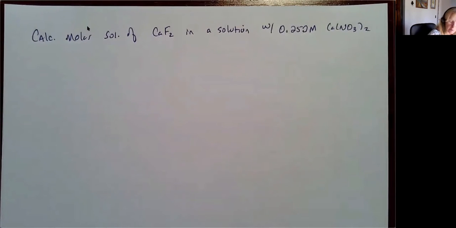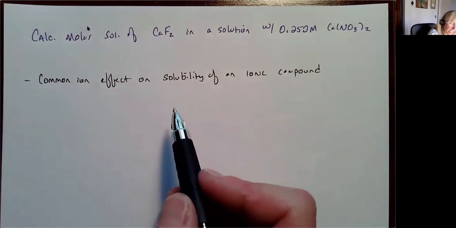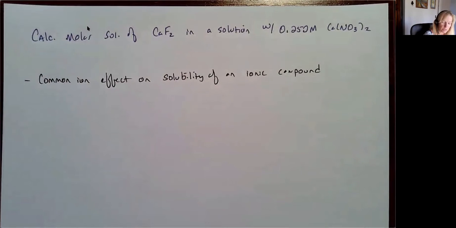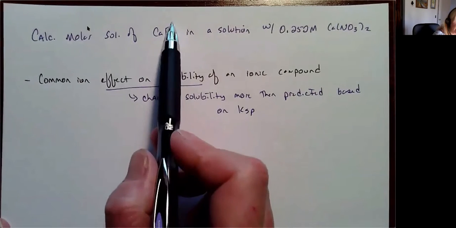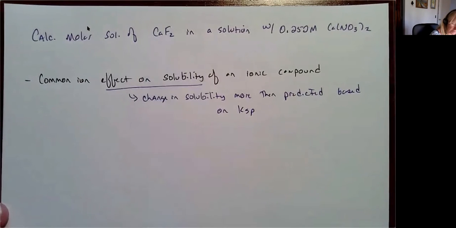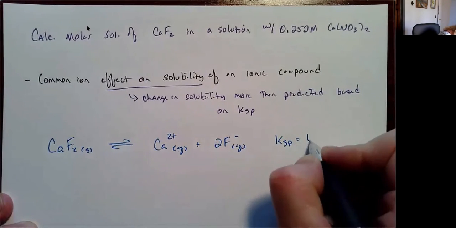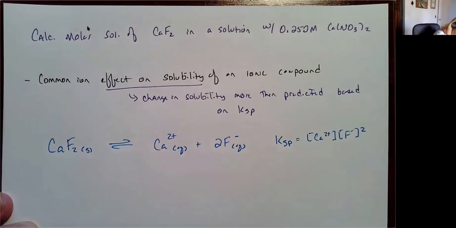This is called the common ion effect, which means I'm going to see a change in my solubility more than what I would predict just based on my KSP. So let's look at what's happening. If I have KF and I want to look at the solubility of calcium fluoride, my KSP is going to be equal to calcium and fluoride, and that's going to be squared, and I could look up this value.